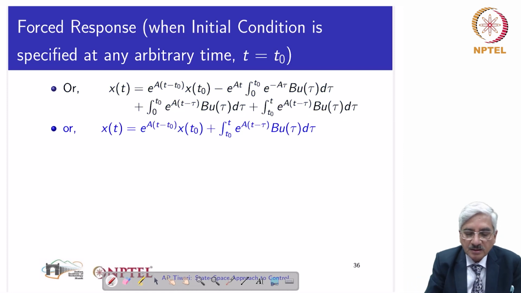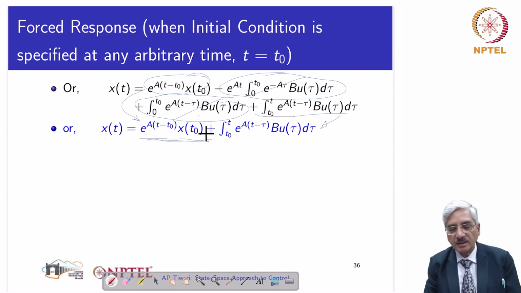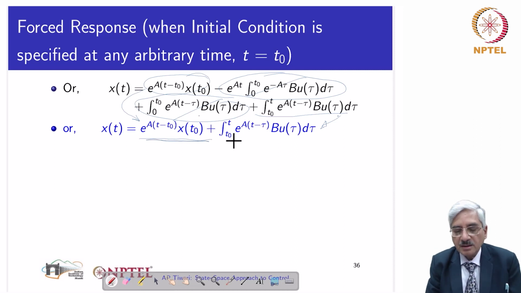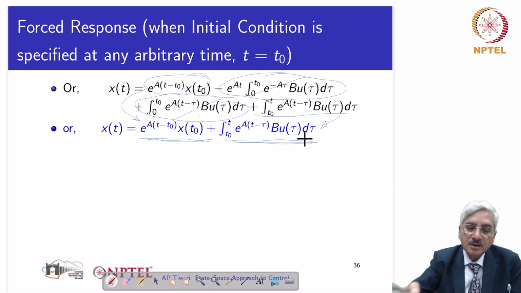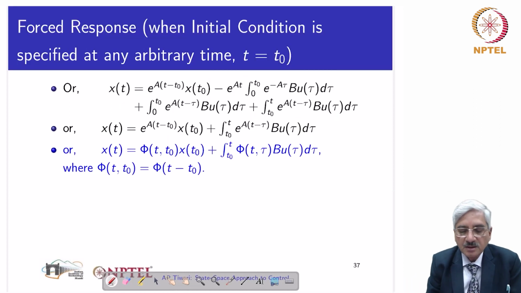We recognize that this one and this one will cancel each other, leaving this one here and this one here. So x(t) is obtained as e^(A(t - t0)) x(t0) plus the integral from t0 to t of e^(A(t - tau)) B u(tau) d tau. This is the solution of the state x(t) given the initial condition at any arbitrary time t0.